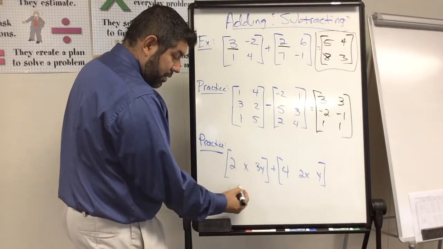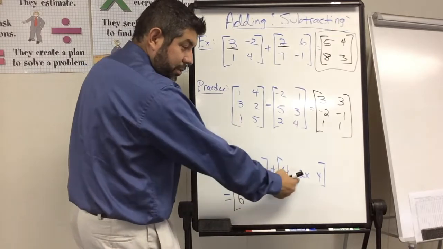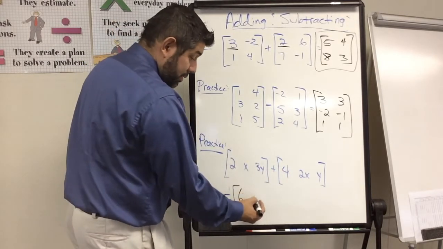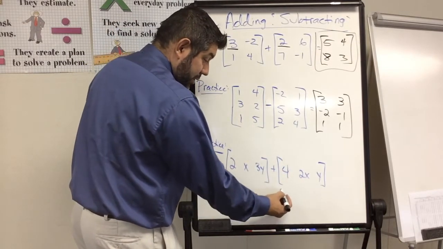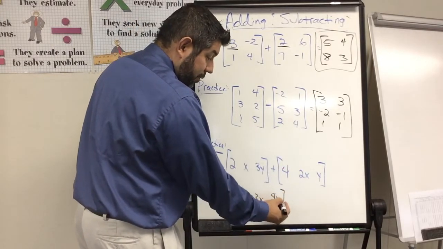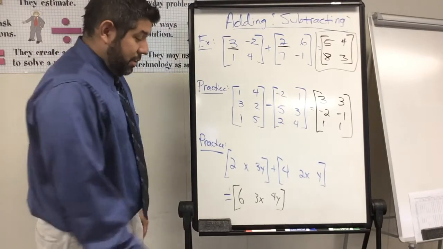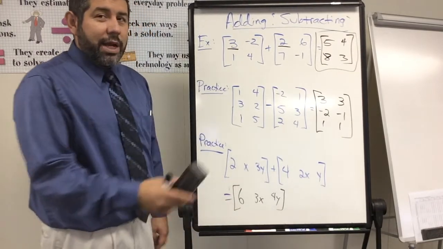So here we go. 2 plus 4 is 6. x plus 2x is 3x. 3y plus y is 4y. That's simple, guys. Really is. All right, so adding and subtracting, pretty simple.